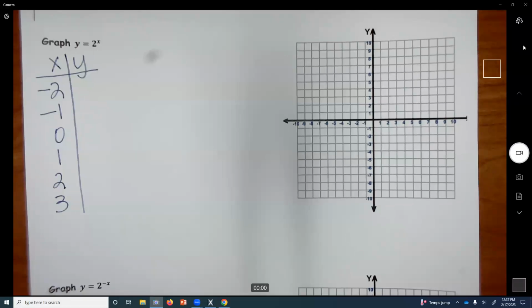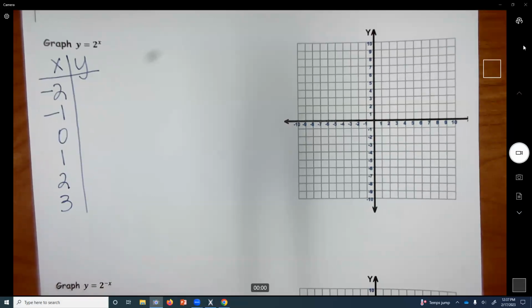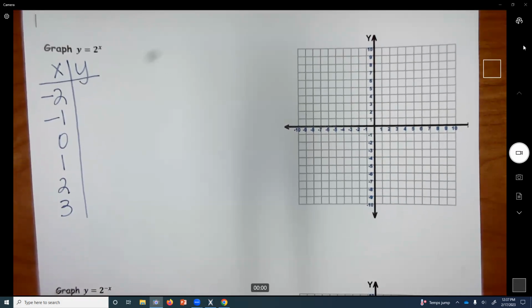All right, guys, let's get into the meat of this lesson. We need to graph an exponential function. So if I am given the graph of y equals 2^x, let's plug in some values. I picked some random but strategic points here, and so let's plug these values in.